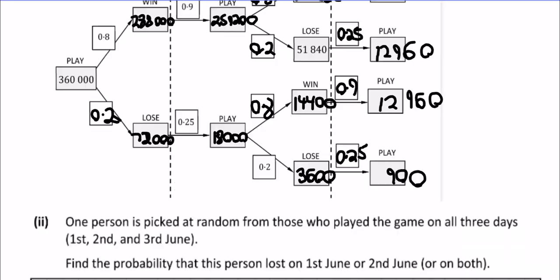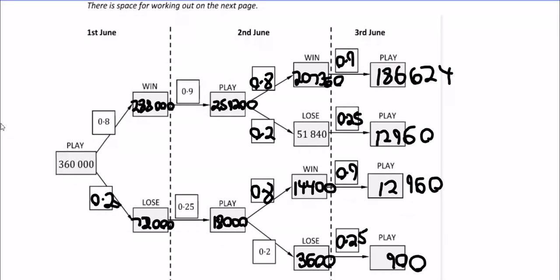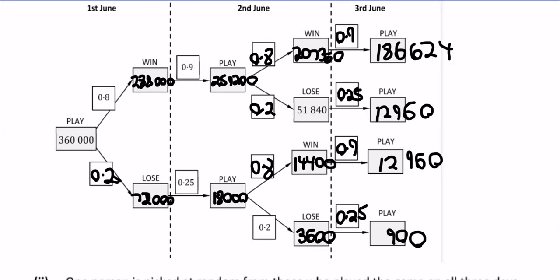And we pause. One person is chosen at random from those who played the game on all 3 days. So you have to play the game all 3 days: the first, the second, the third. Find the probability that this person lost on the 1st of June or the 2nd of June or both. Whoa. All right. Now, how many players played all 3 days? It's the first thing. Here we go.